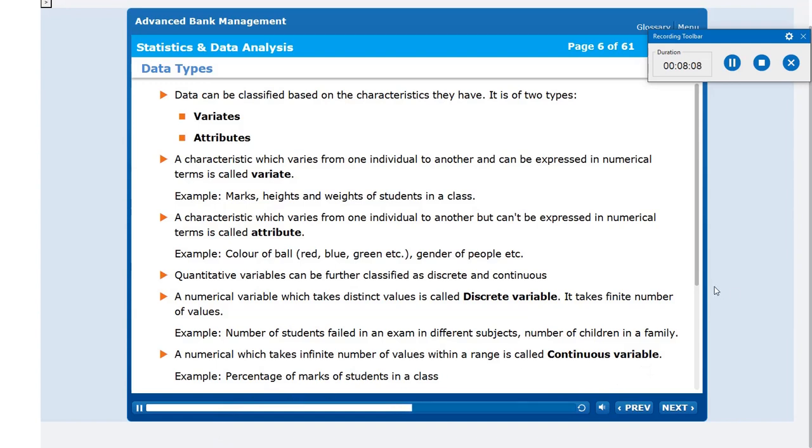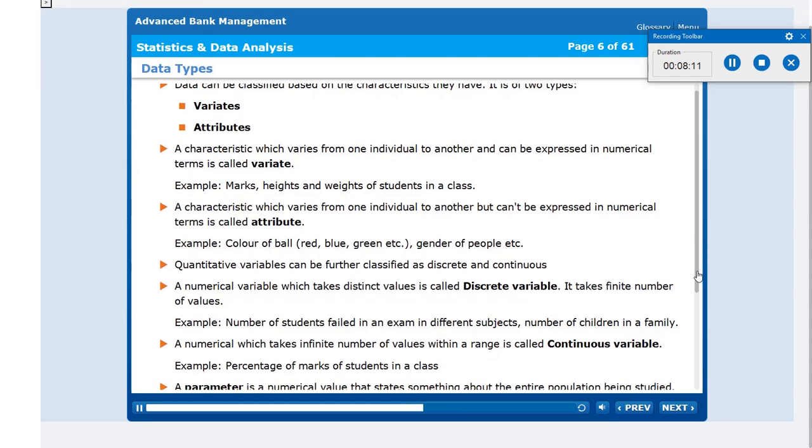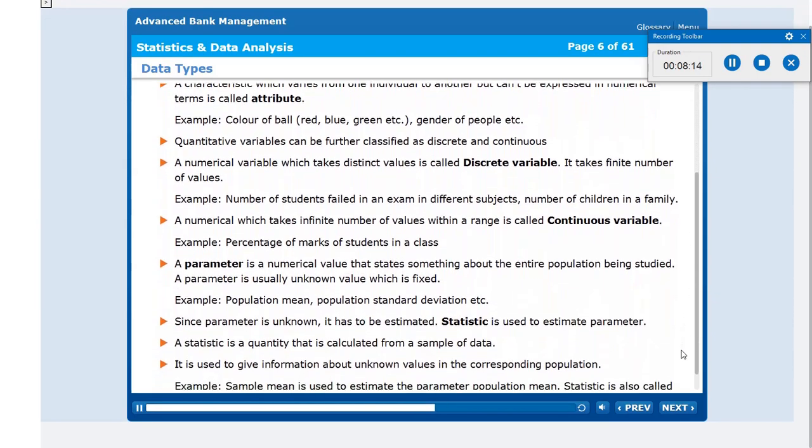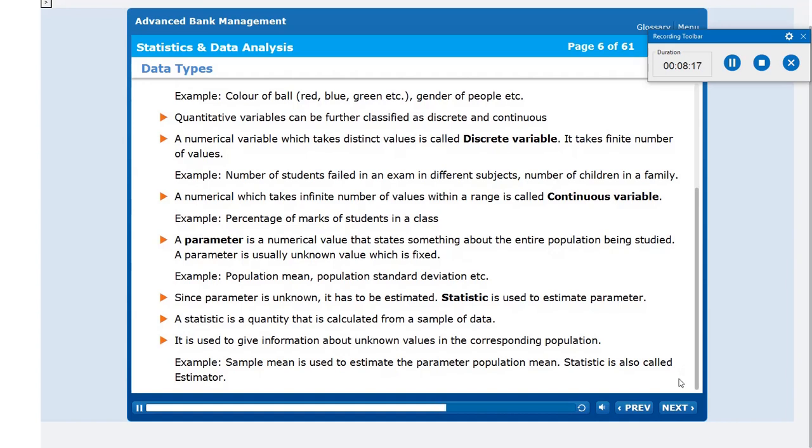A parameter is a numerical value that states something about the entire population being studied. A parameter is usually an unknown value which is fixed. Example, population mean, population standard deviation, etc. Since a parameter is unknown, it has to be estimated. A statistic is used to estimate a parameter. A statistic is a quantity that is calculated from a sample of data. It is used to give information about unknown values in the corresponding population. Example, sample mean is used to estimate the parameter population mean. A statistic is also called an estimator.